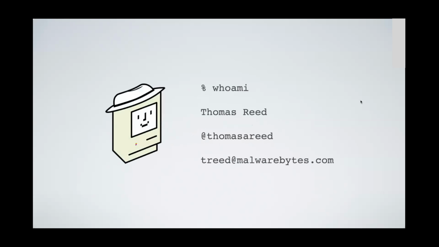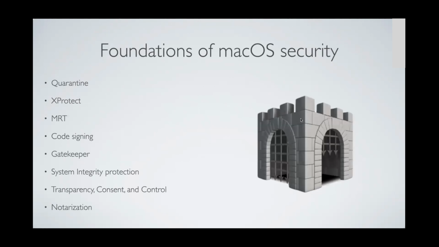So just a little bit about me. My name is Thomas Reed, and I am the Director of Desktop and Mobile Platforms at Malwarebytes. A big part of what I do has to do with the threat landscape for Mac. That's my special area of expertise. I've been looking at Mac malware for at least a decade now. So I've seen a lot of things and a lot of things to do and not to do. So with that, let's go ahead and get started.